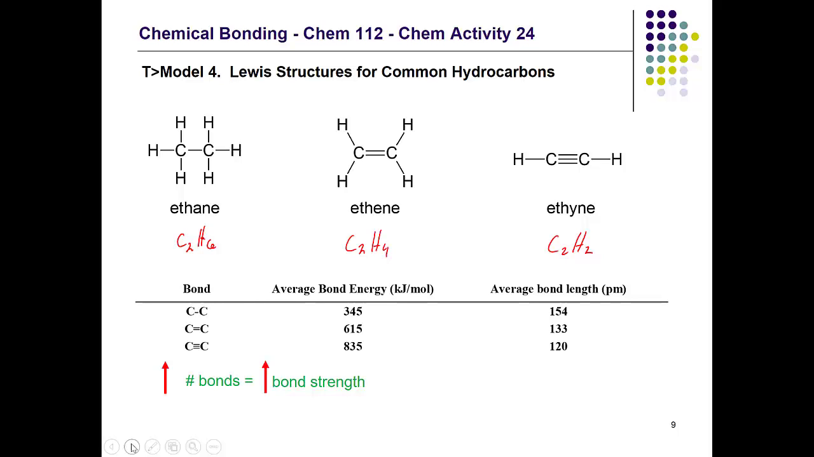The other main conclusion that I hope you notice is that as the number of bonds increases between two atoms, it actually shortens the distance between those atoms. So the average bond length gets shorter, and this will always be true. Now, I hope you recall that pm stands for picometer. So of course, we're talking about very small lengths. The carbon-carbon single bond is around 154 picometers, and then down to 120 for the carbon-carbon triple bond. So in particular, remember this last conclusion that the average bond length decreases with more bonds between the atoms.